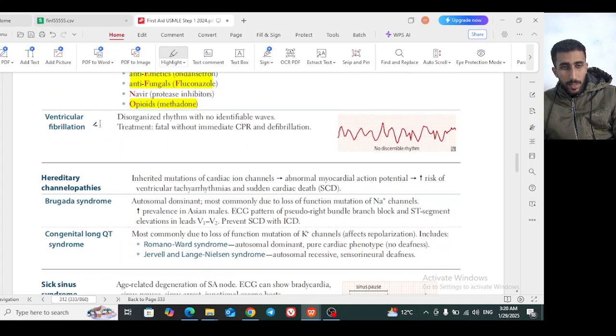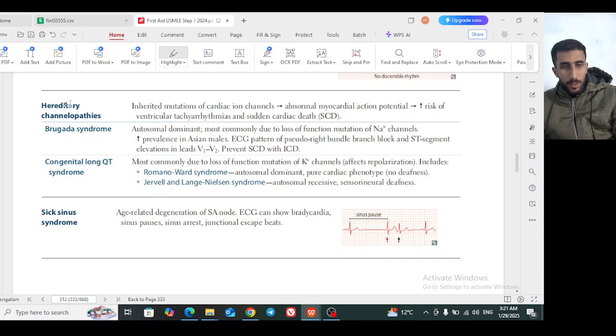So the last lethal rhythm is ventricular fibrillation. Unlike any other rhythm, it is very lethal, and most of the patients die, and it is fatal without immediate CPR and defibrillation. And even if you do that, the most common outcome is death. So for this, you will see no identified rhythm, a disorganized rhythm, no identifiable waves.